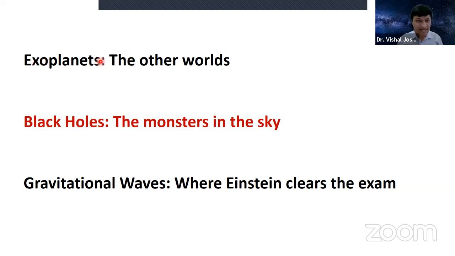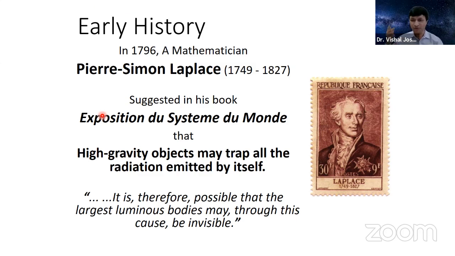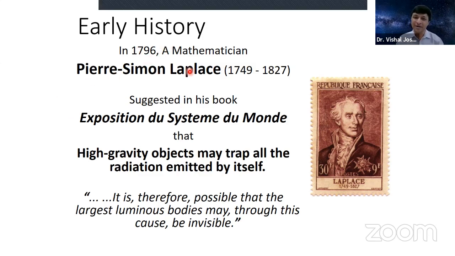Exoplanets are substellar bodies. Now I'm talking about black holes, which are, I would say, superstellar bodies because of their heavy gravitation. Though black holes are fascinating and elusive to date, the concept of the black hole is not very old. In the 18th century, the non-mathematician Laplace suggested in his book that high gravity objects may trap all the radiation emitted by themselves.